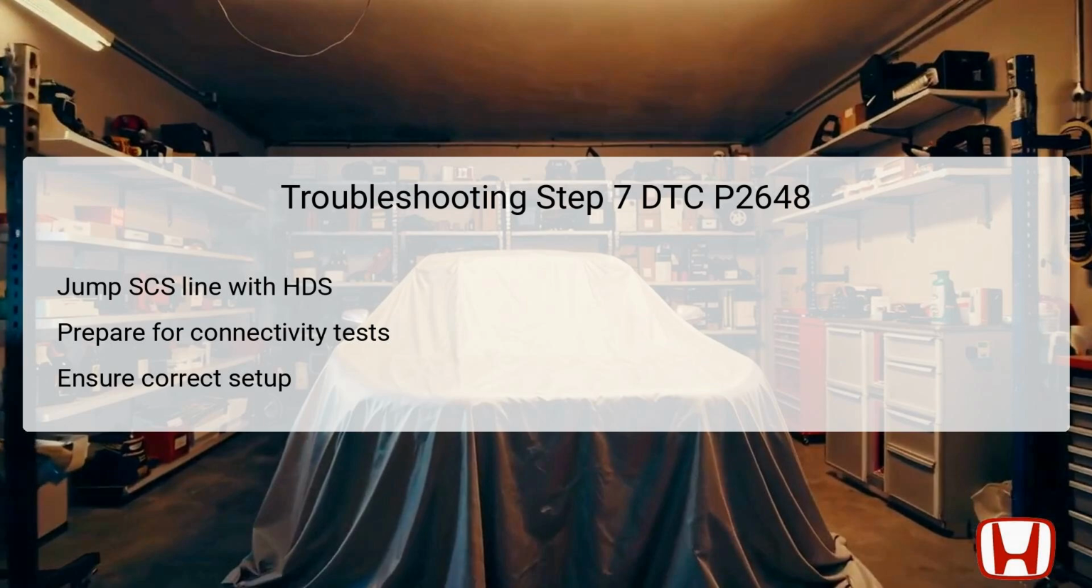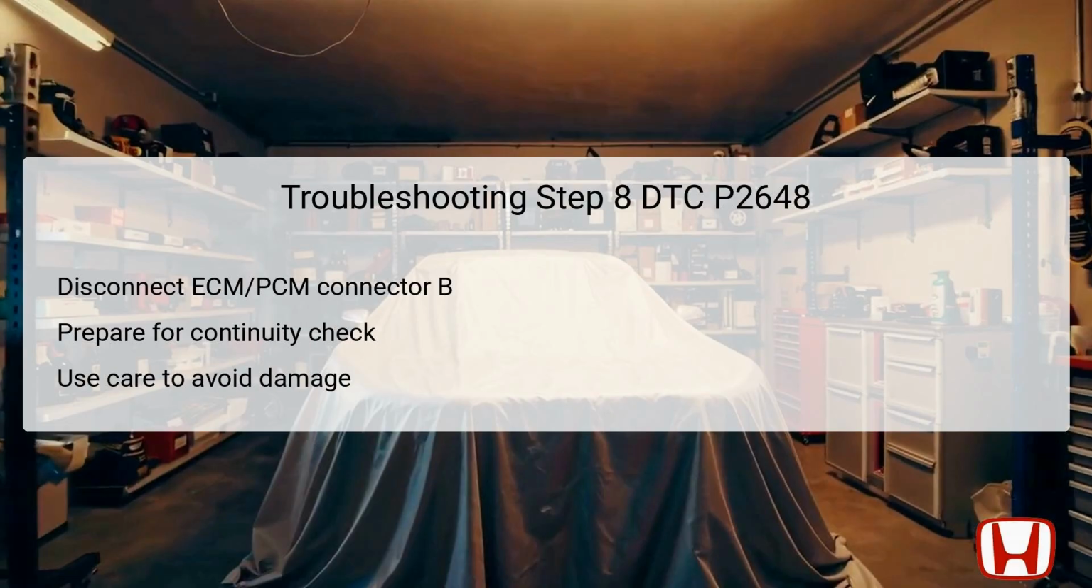This setup is vital, as it prepares the technician for the next crucial step, checking the continuity between the ECM, PCM, and the rocker arm oil control solenoid circuit. Following this procedure allows for more precise troubleshooting, particularly in diagnosing wiring issues that could be contributing to the P2648 code. As part of the 8th troubleshooting step, the technician must disconnect the ECM-PCM connector B, typically comprising 44 pins.